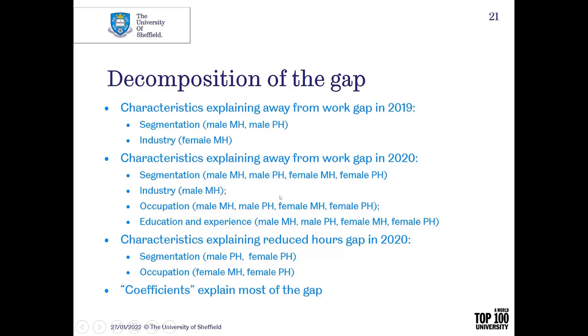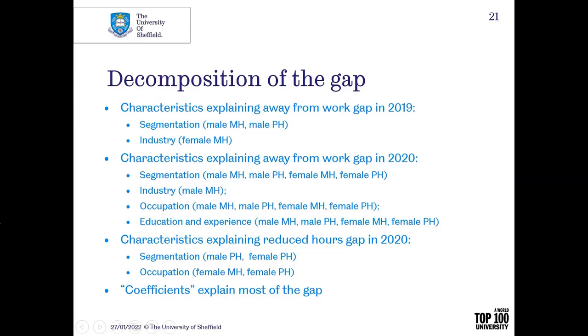Occupation is also very important. And here we find that disabled people are more concentrated in elementary occupations or caring and leisure and other service occupations, particularly females, and are less concentrated in managerial and professional occupations. So the kind of occupations where people had to go on furlough because they couldn't work from home because their workplace had been shut down. This is where disabled people were concentrated. And this is explaining significantly this away from work gap.